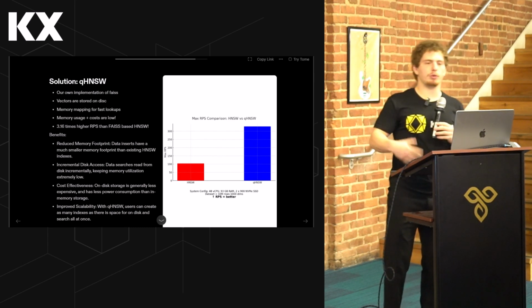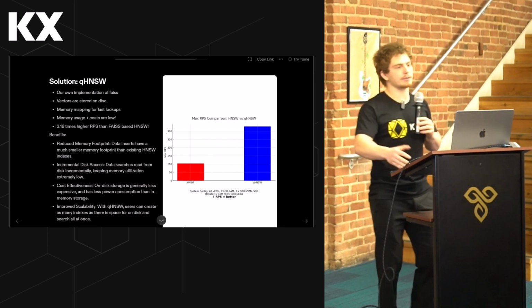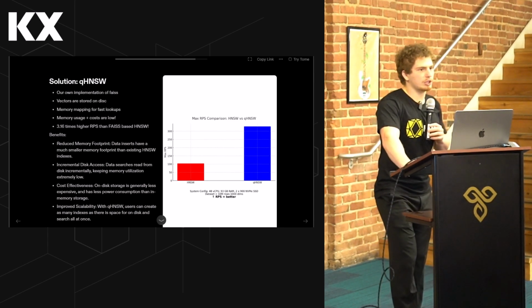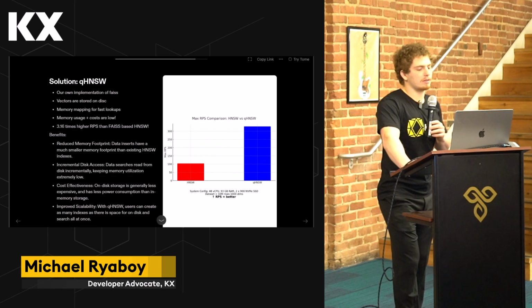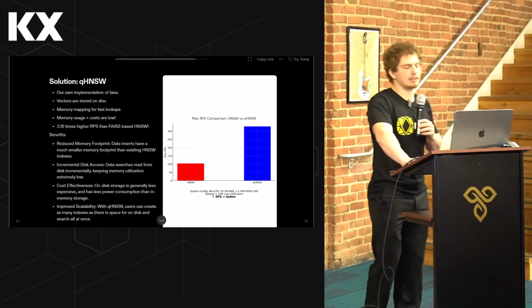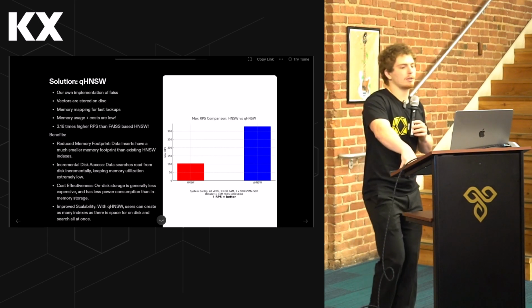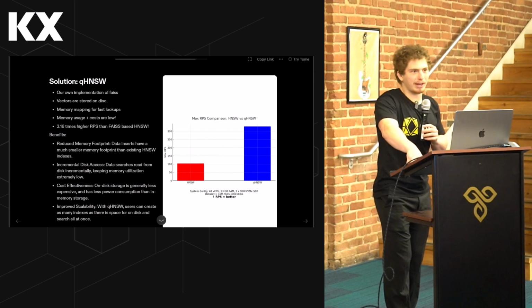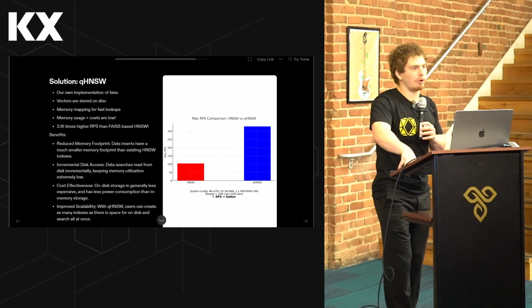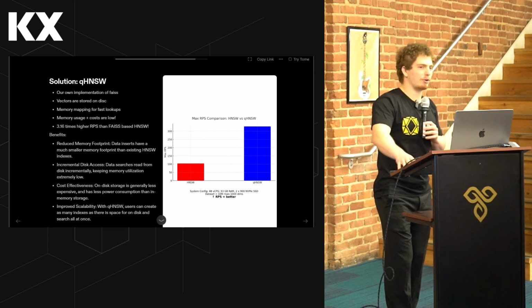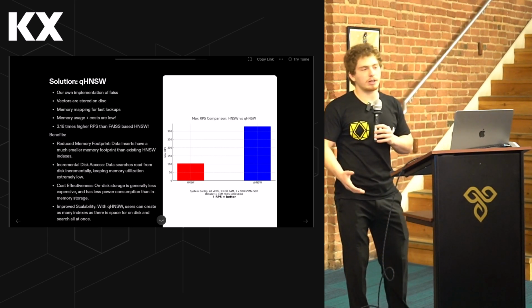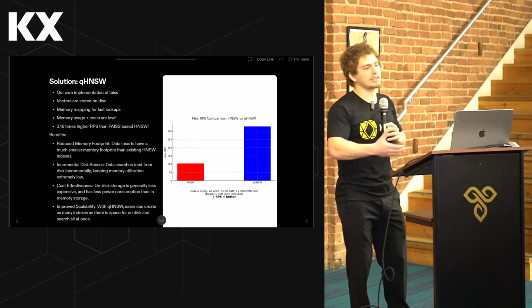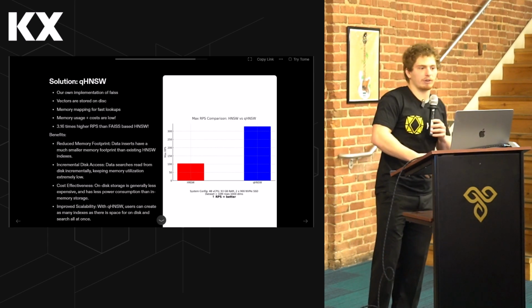And the second solution was QHNSW, which is a specific on-disk index. So what we found is that we could actually store these embeddings on disk instead of in memory. And not only is this many orders of magnitude cheaper, but it increases the requests per second that we're able to handle. Now, we were able to do this with a very small impact on latency. So if you're in a situation where you're paying too much for a vector database, on-disk indexes is usually the way to go to save on costs.